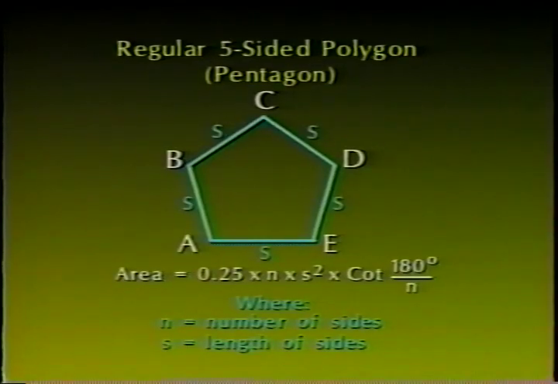The next regular polygon to be discussed in the series should have been the 4-sided square. However, its properties are well known, so let's move on to the pentagon, or 5-sided figure. This graphic shows a regular pentagon, 5 equal sides and angles. Computation of its area is also by the same formula. In fact, this formula can be used to compute the area of any regular polygon, regardless of the number of sides. Again, n equals number of sides, and s equals the length of the sides, which are identical in length.